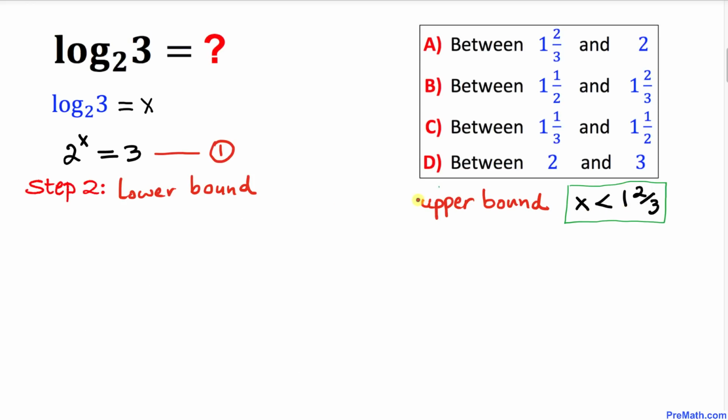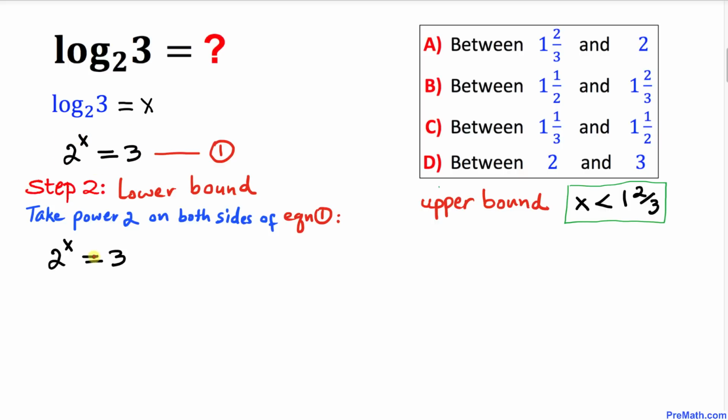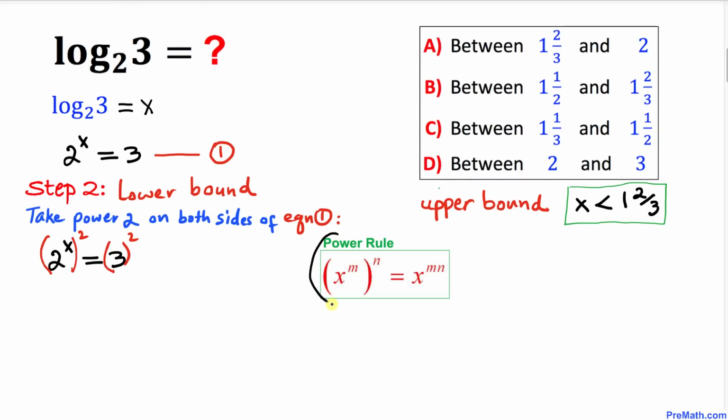Now let's go ahead and find the lower bound. So let's take the power 2, or square, on both sides of this given equation number 1. And here's our equation number 1. Let's take the square on both sides, power 2 over here and power 2 over here. And once again, we will be using this power rule. So this is going to give us 2 power 2x equal to 3 power 2, which is 9.